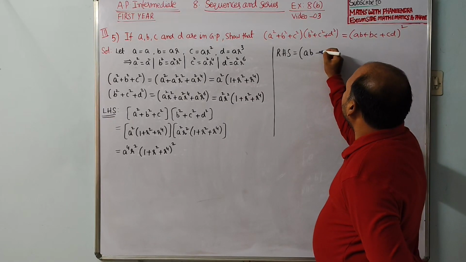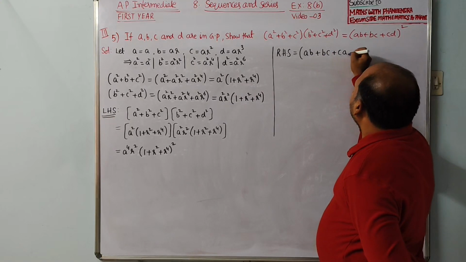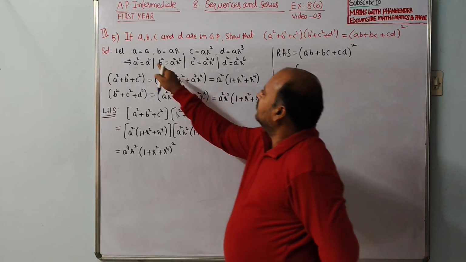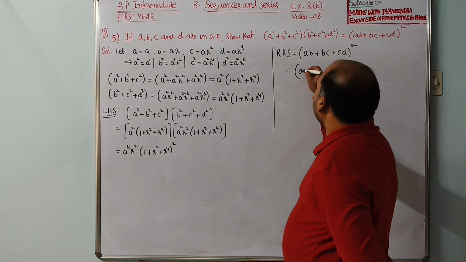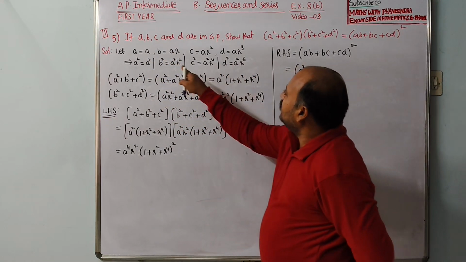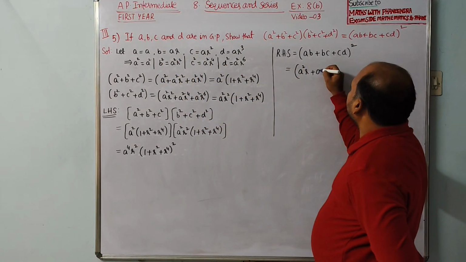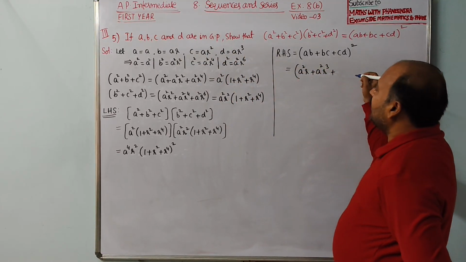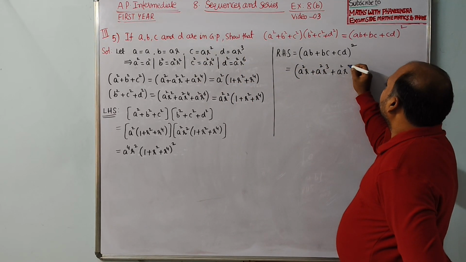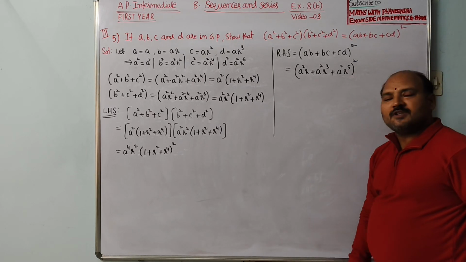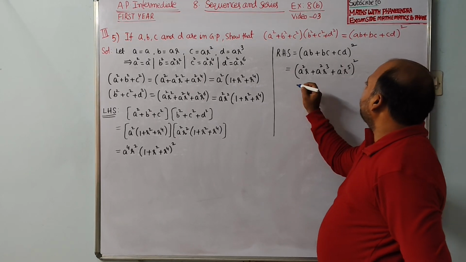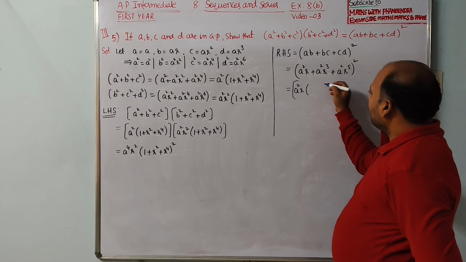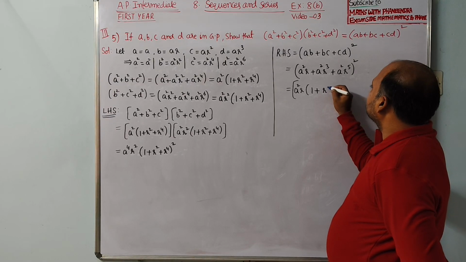RHS: (AB + BC + CD) whole square. So A into B, these two multiplied, A square R, plus B into C, A square R cube, plus C into D, A square into R power 5, whole square. So what is the common term? A square R is common from all. So A square R, if we take out common, what comes here? 1 plus R square.